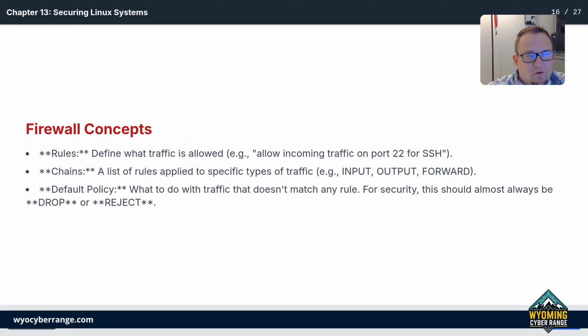Finally, we have what we call our default policy. This is the rule that applies if no other rule applies to the traffic. For a secure system, our default policy should always be drop or reject. This means deny everything unless I've explicitly created a rule to allow it. Okay? Think of it like a block ACL.